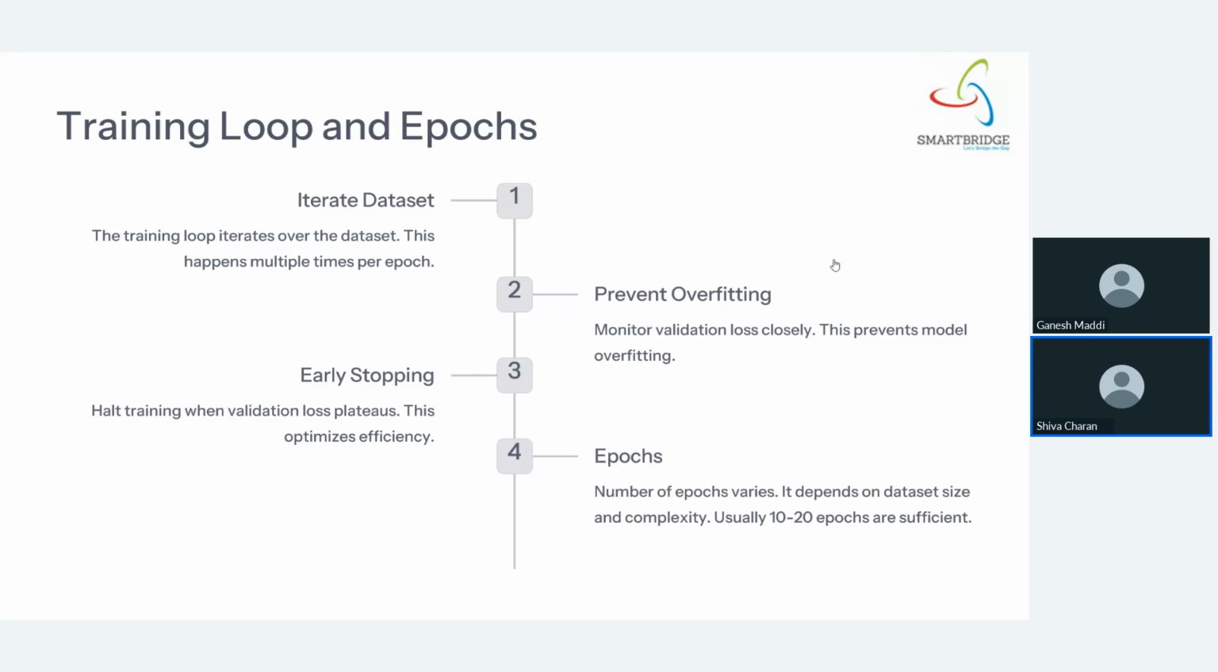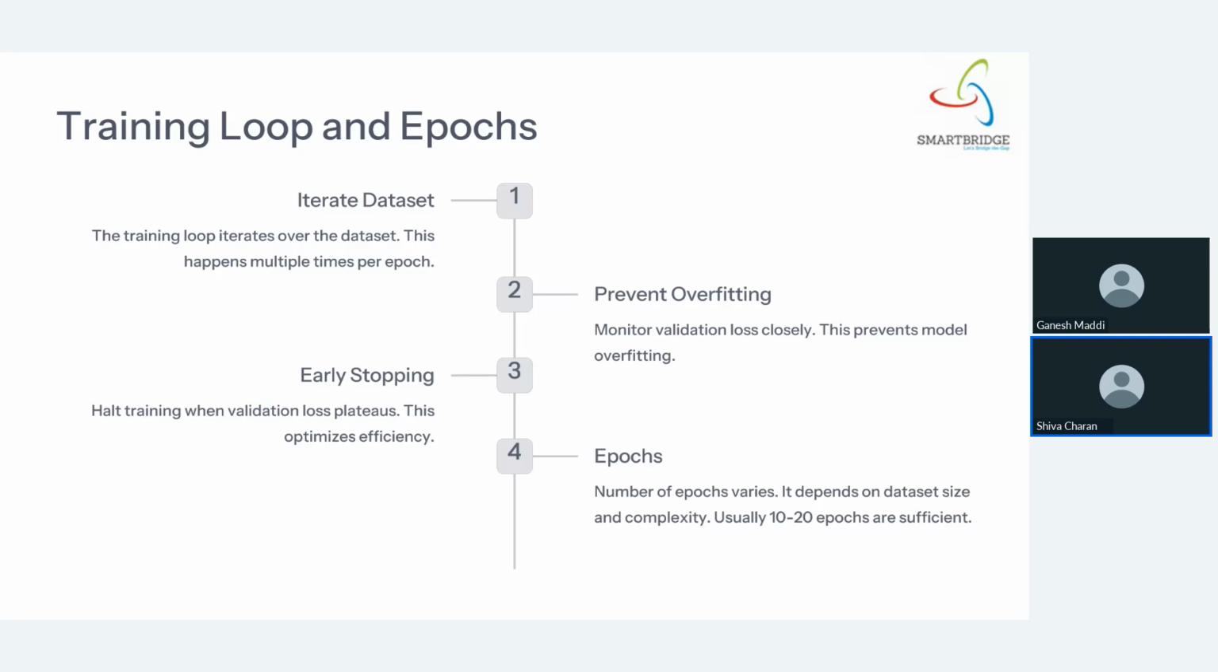So everyone has gone through the training loop. What exactly is the process, and how is it happening? Iterate the data set, prevent overfitting, early stopping if needed, and epochs. Correct. So how is the training loop here? We need to initially iterate over the data set. We can initiate a training loop and iterate over the complete data set, which will happen multiple times, once per epoch.